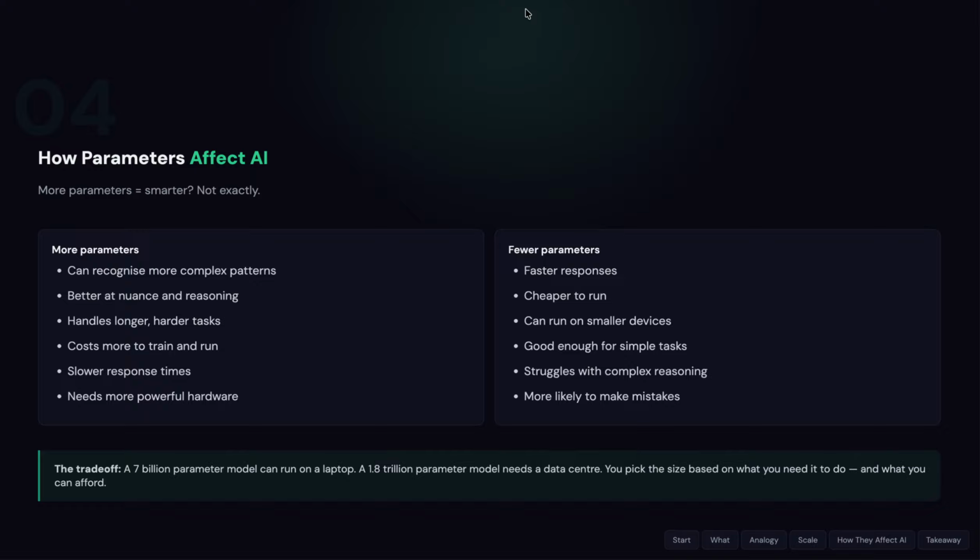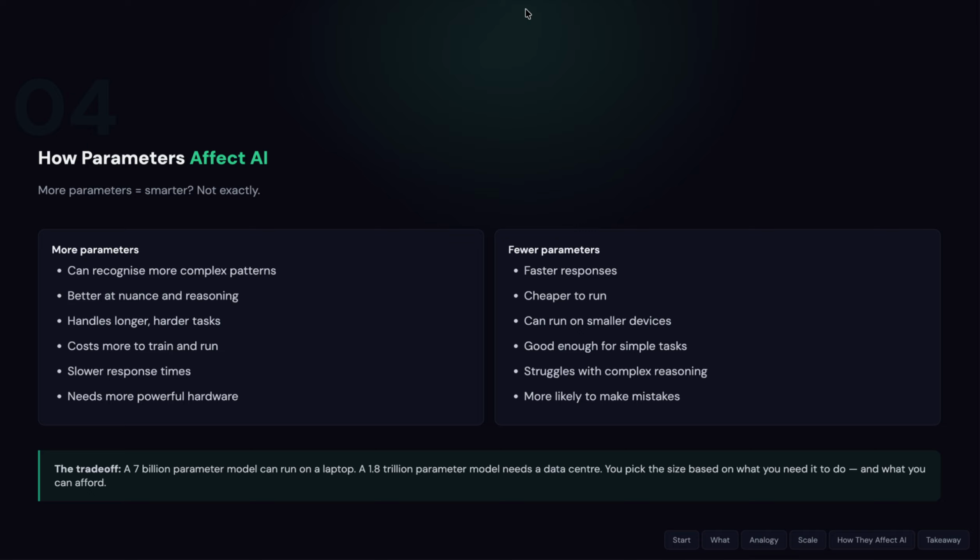So fewer parameters can mean much faster responses, cheaper to run, and you can even run some models locally on a laptop or a phone. Let's take an 8 billion parameter model, for example. It's great at simple tasks, like summarizing text, answering basic questions, short responses, but it might struggle with multi-step and complex problems, problems that have more than one step involved. So the trade-off is real. A 7 billion parameter model can run on your laptop, but a 1.8 trillion parameter model might require an entire data center. So we essentially pick the size based on what we need and what we're able to spend at that specific moment in time, of course.